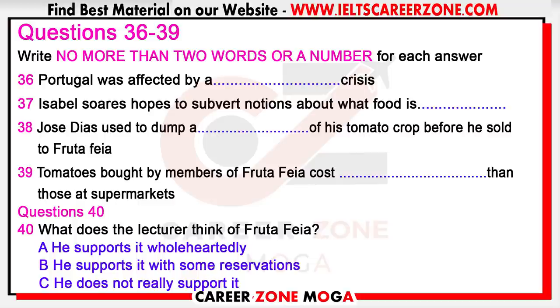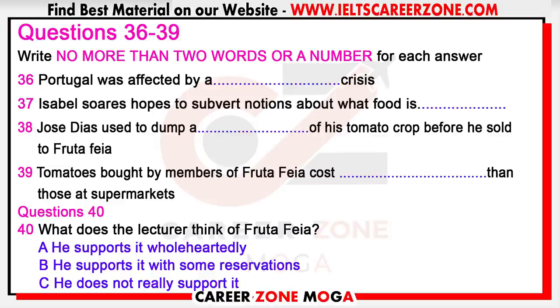Back to Portugal and Fruta Feia. Portugal, in Western Europe, is a developed nation of 10.5 million people. It joined the EU 30 years ago. In 2011, however, it was severely affected by a debt crisis, and its economy is still shaky. As a result of the debt crisis, unemployment is high, and hundreds of thousands of people have left the country.